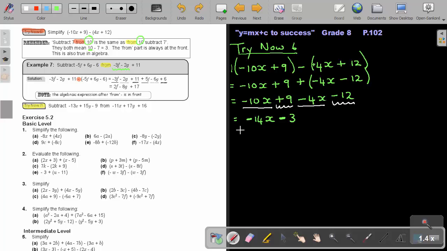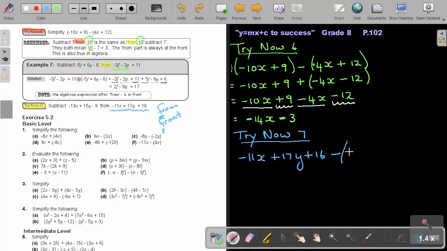Okay, let's do Try now 7. Very important. Subtract this from. Remember what I said? The terms that follow after from, you put in front. So from for front, you can remember it like this: from, and you put that in front. Then basically I have negative 11x plus 17y plus 16. Put it in front. Now I subtract the first 3 terms.